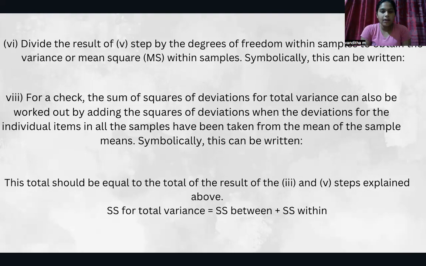Symbolically, it can be written as: total should be equal to the total of the result of step 3 and step 5, which we have explained above. So the total should always be the result. SS for the total variance is equal to SS between plus SS within. That is, sum of squares of total variance. We have the formula: sum of squares between plus sum of squares within.